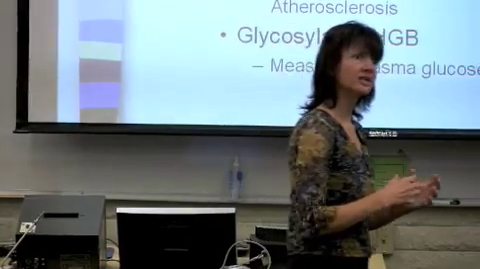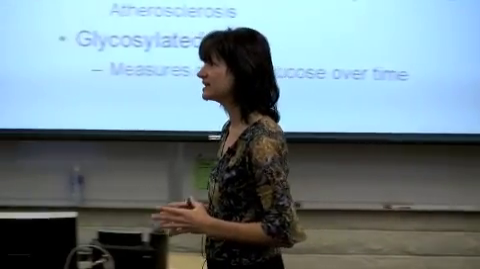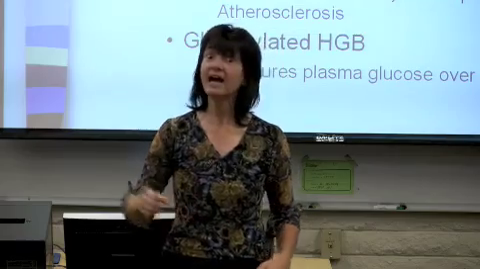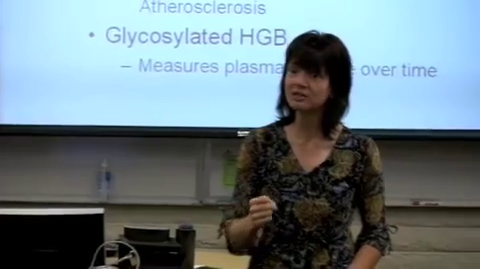Now, to understand that, you have to know something about the lifespan of a red blood cell. How long does a red blood cell live? 120 days. That is approximately 3 to 4 months. So, when a diabetic patient comes into the doctor's office and says, I've been following my diet perfectly for the last week, and I have been exercising every day for the last week, and I have done everything they've told me to do for the last week, the hemoglobin A1C does not lie.